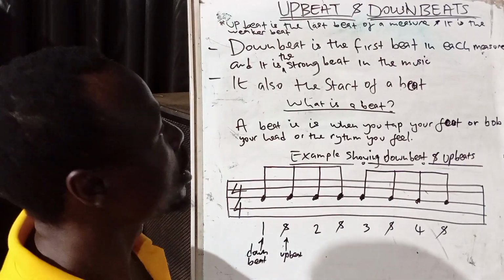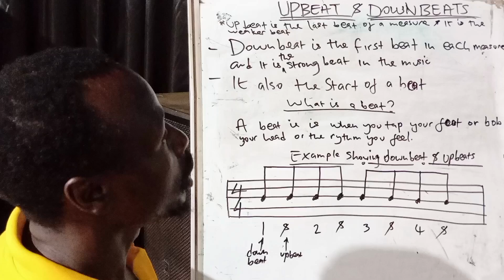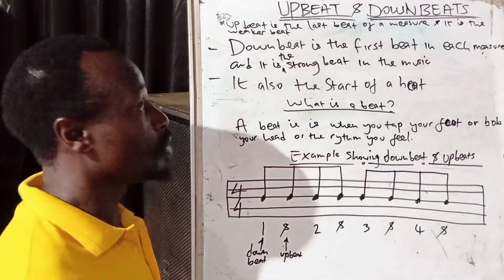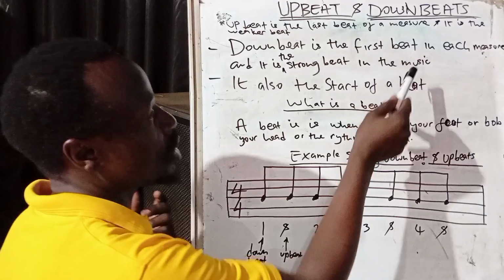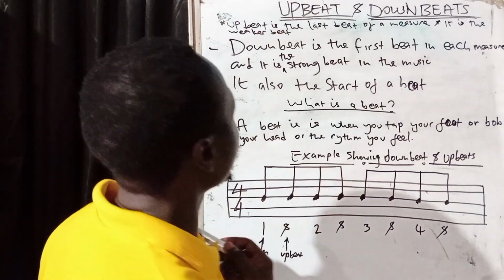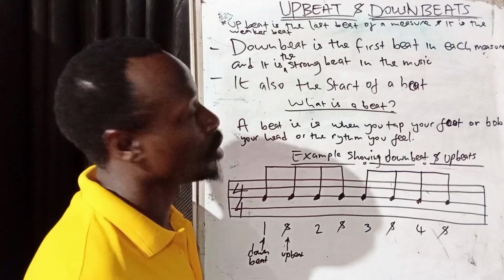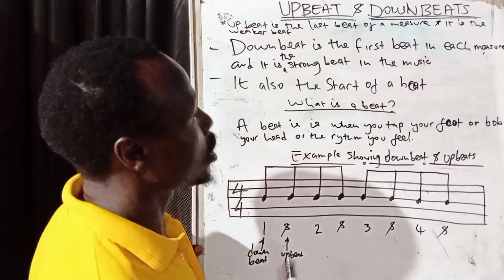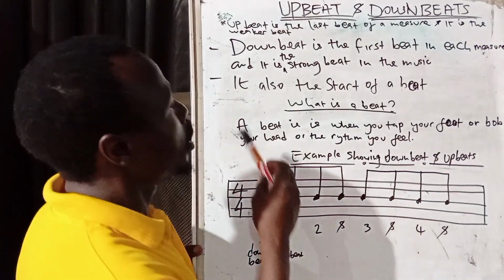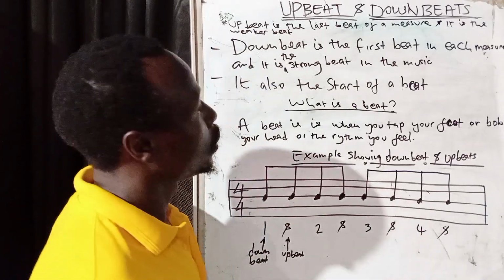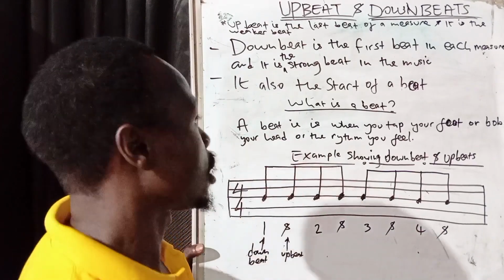The downbeat is the first beat in each measure, and it is the strong beat in the music. That's what I've just said. It's a strong beat in the music. It's also the start of the beat. So downbeat usually starts the beat.